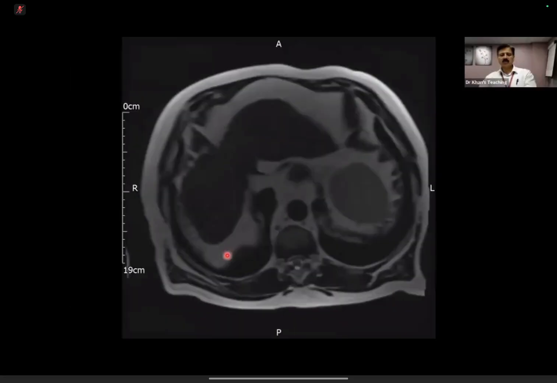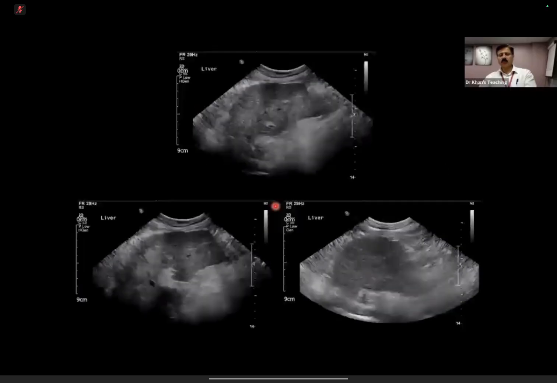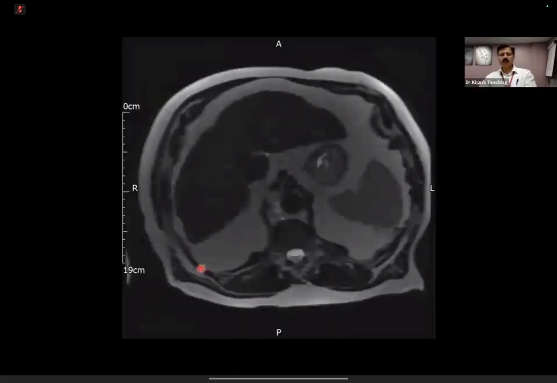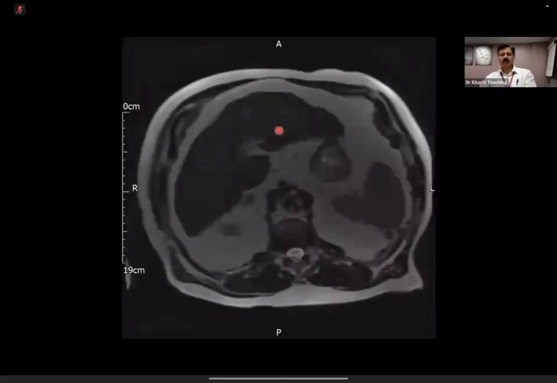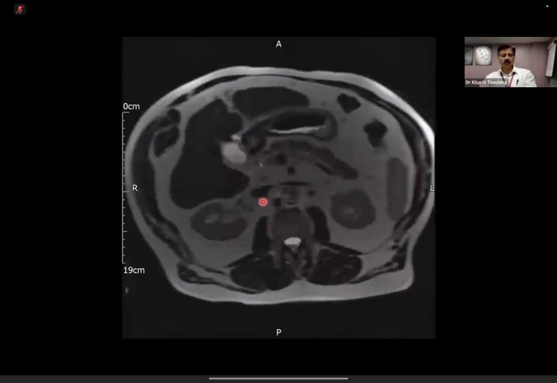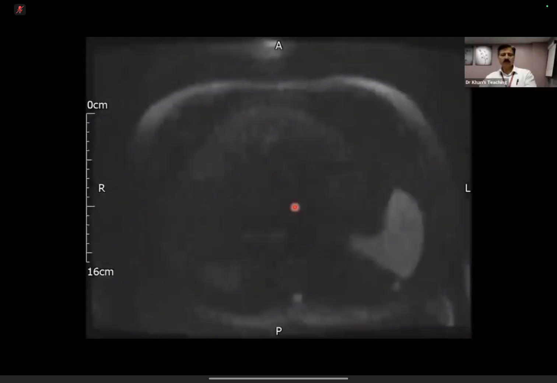So this is a case of, what was this? Multifocal HCC. This patient had cirrhosis of liver, 6-month routine ultrasound, but alpha fetoprotein was increasing. On ultrasound, this was the picture. We were not confident of picking up a focal lesion, but on MR, on T2 weighted sequence, there were a few doubtful foci, but the key sequence, of course, you can see cirrhosis there. The key sequence on diffusion, there was a bit of restricted diffusion.